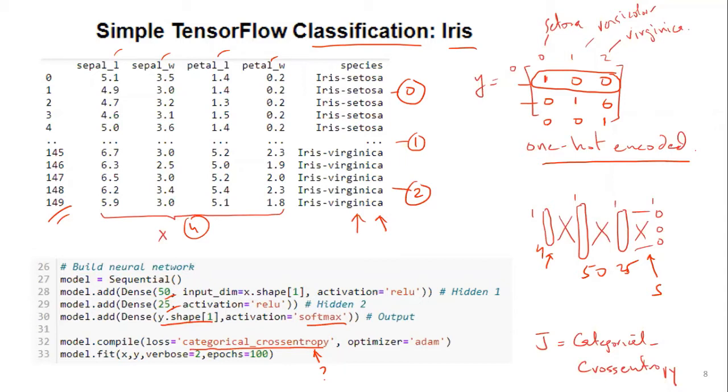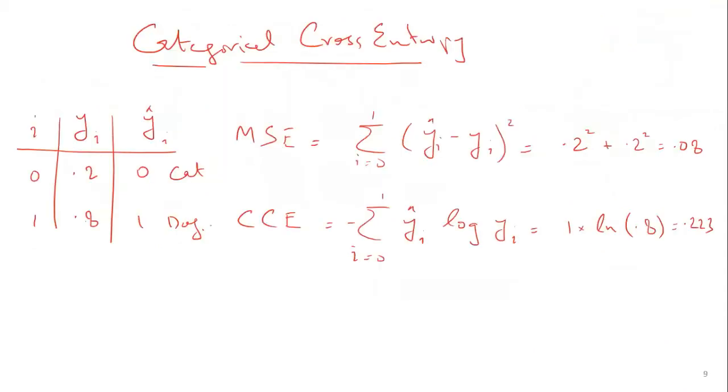Let's say you have two examples. You have a category, cat and a dog. You've got two inputs, and you get a particular output which says that there's an 80% chance that it's a dog, and there's a 20% chance that it's a cat. So if you do a mean squared error, what would it be? It would simply be 0 minus 0.2, that's 0.2 squared, and 1 minus 0.8, that's 0.2 squared again. So that would give you 0.04 plus 0.04, 0.08.